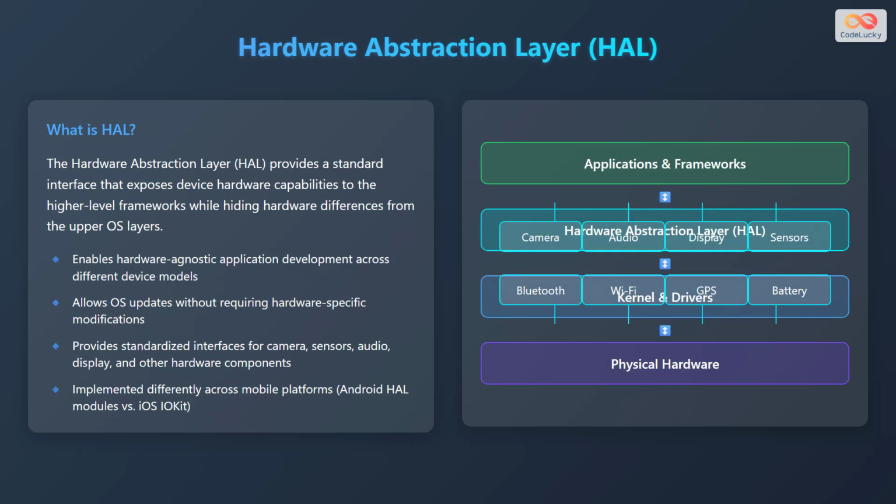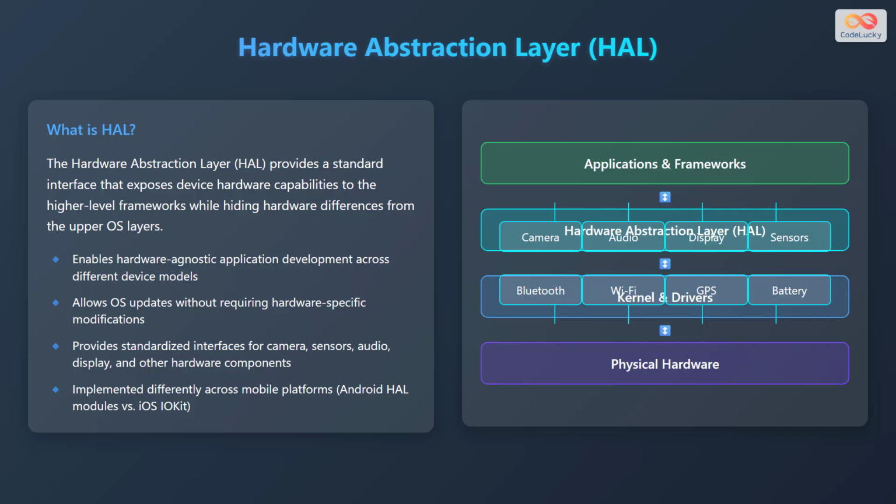The hardware abstraction layer, often known as HAL, provides a standard interface that exposes the device's hardware capabilities to the higher-level frameworks. It hides the hardware differences from the upper operating system layers. This enables hardware-agnostic application development across different device models. This allows operating system updates without requiring hardware-specific modifications. It provides standardized interfaces for camera, sensors, audio, display, and other hardware components.